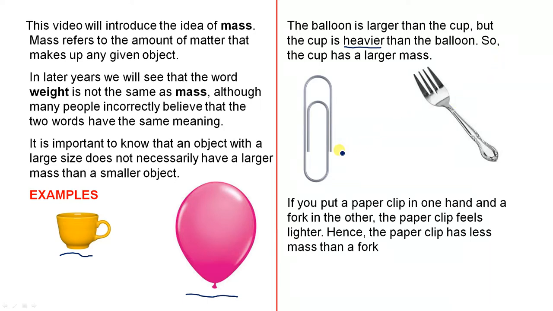Here we have a paper clip and here we have a fork. If you put a paper clip in one hand and a fork in the other, the paper clip feels lighter. Hence, the paper clip has less mass than a fork.